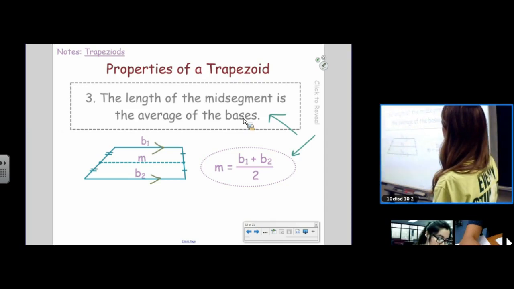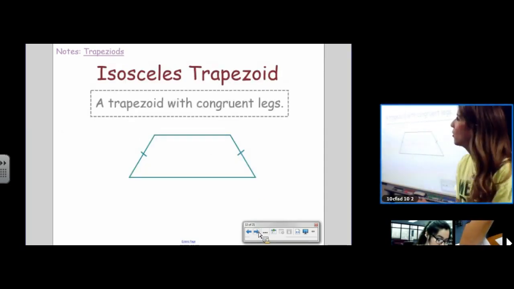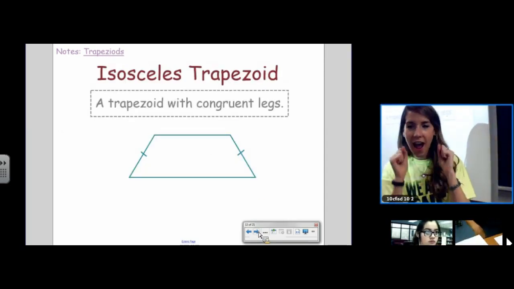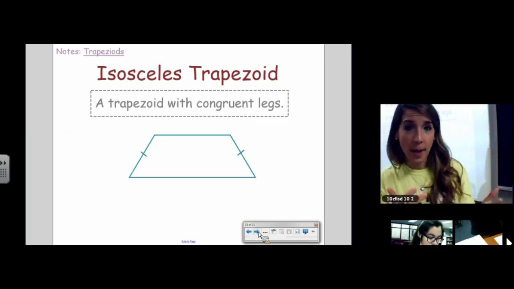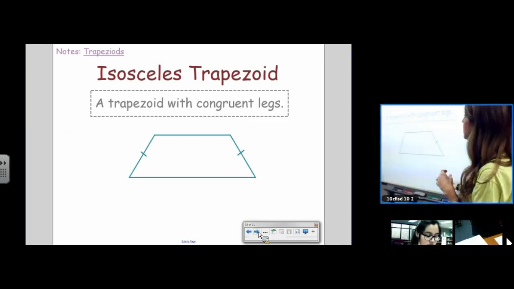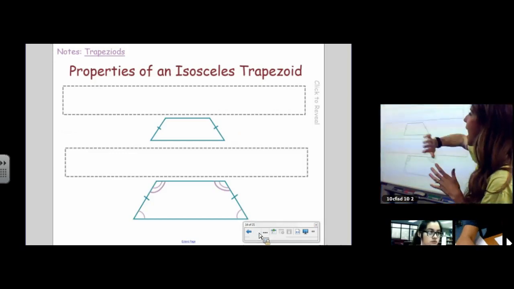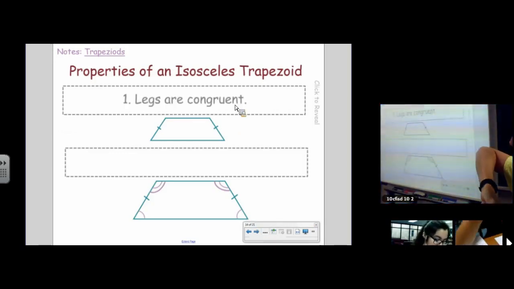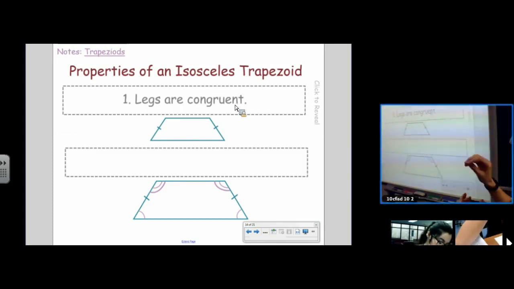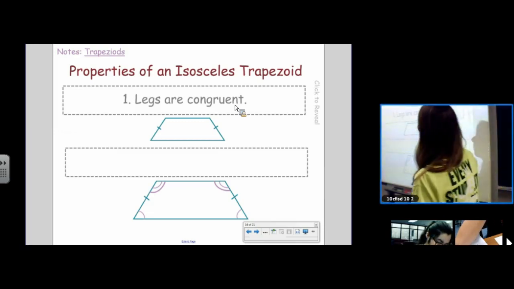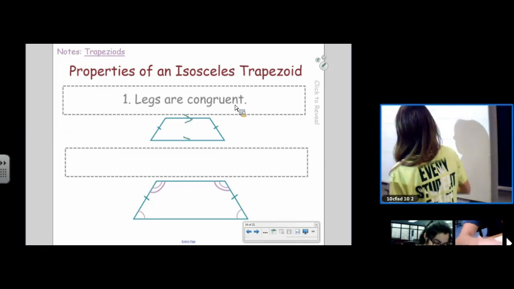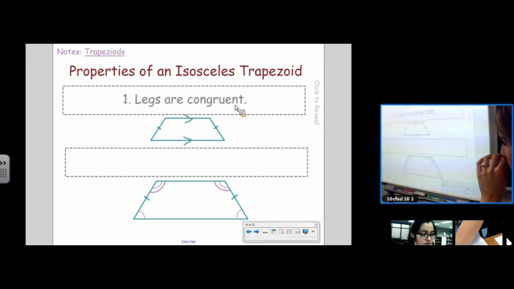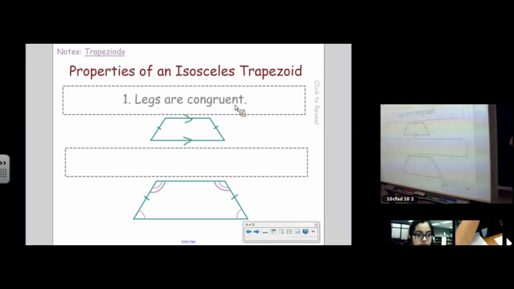Okay, now we're going to receive a promotion. We are no longer just a trapezoid. We are an isosceles trapezoid, a trapezoid with congruent legs. That happens to be property number 1. Add tick marks to your picture. The definition of an isosceles trapezoid is a trapezoid where the legs are congruent. So remember, here are your bases. Your bases are not congruent. That wouldn't work. But your legs are congruent. Trapezoid. Isosceles trapezoid.